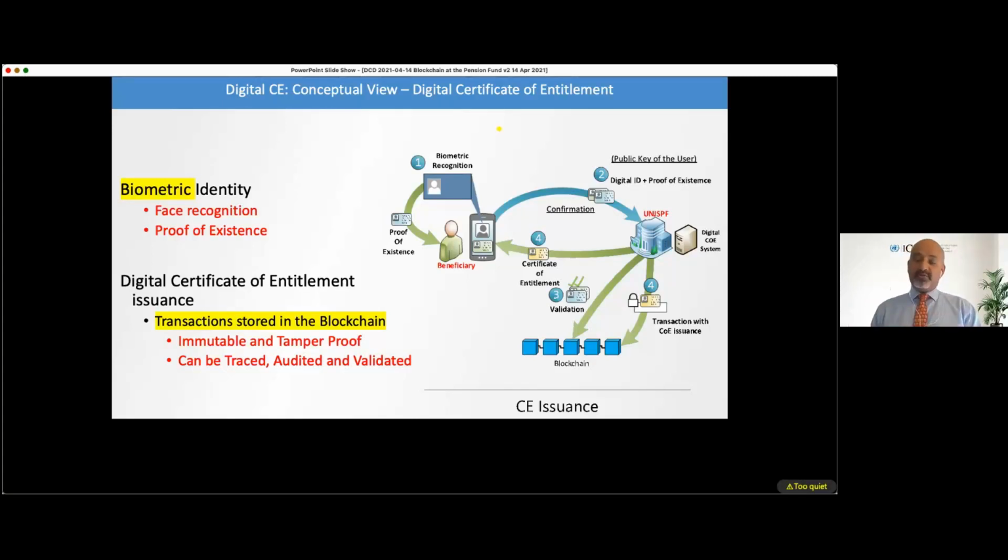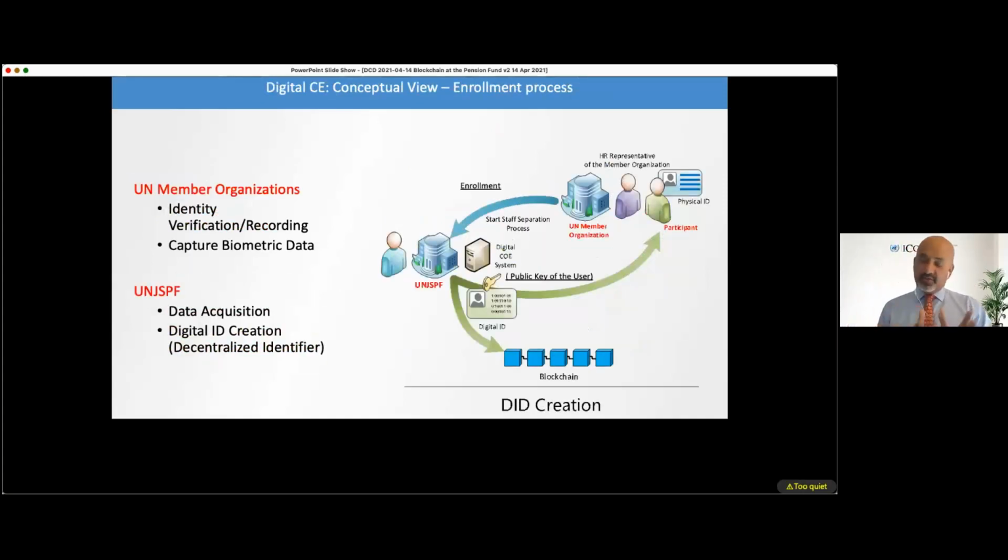So we built this proof of existence where, randomly within a 10-second window, we ask the beneficiary to change facial features, smile and other things, and capture this information. Again, all that logic is built such that it can run within the mobile phone and ensure that the beneficiary is alive.